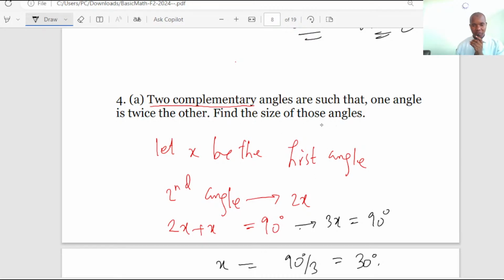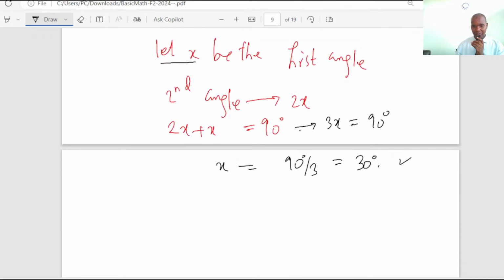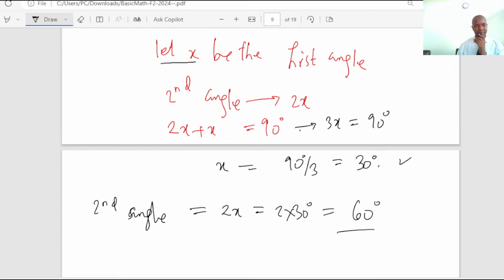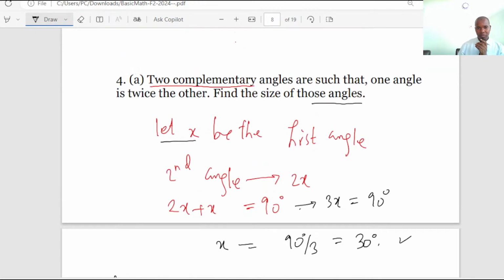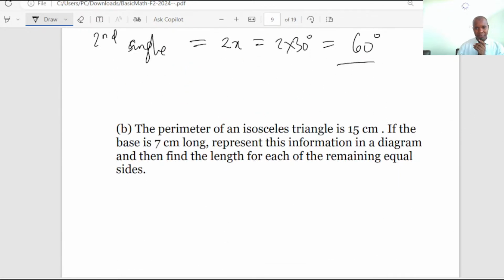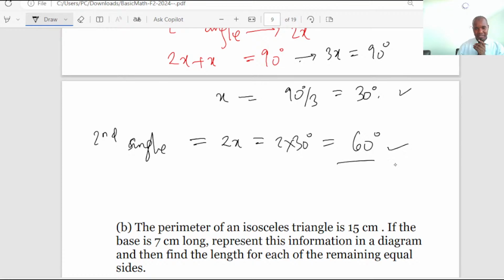So find the size of those angles. So the first angle is going to be 30 degrees, and the second angle will be 2x, which is 2 times 30 degrees, and the result is going to be 60 degrees. So going back to the question, the size of those 2 angles are 30 degrees and 60 degrees, dear students.